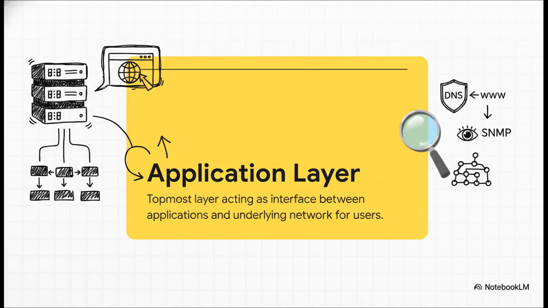Then there's SNMP, the Simple Network Management Protocol. You can think of SNMP as the digital nervous system of the entire network. IT administrators rely on it constantly to monitor router health, track bandwidth, and detect failures before a network completely crashes. These protocols are working silently, 24/7, just to make the internet usable for us.